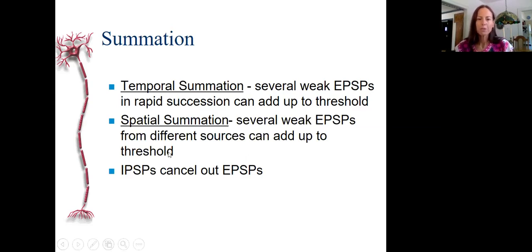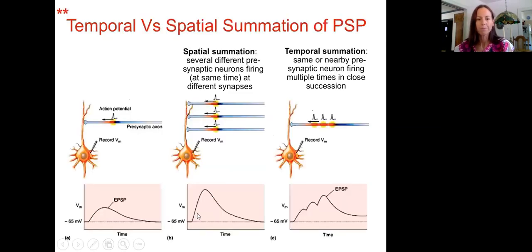Now, I want you to remember there's some subtraction in there, because if you get IPSPs, those are going to cancel out some of the EPSPs. So if I get a depolarization and then I get an IPSP, that's going to take me down, then I get another depolarization, I'm going to go up, another depolarization, I'm going to go up, and eventually, remember, there's going to be a level that's threshold, and that's where we get the action potential.